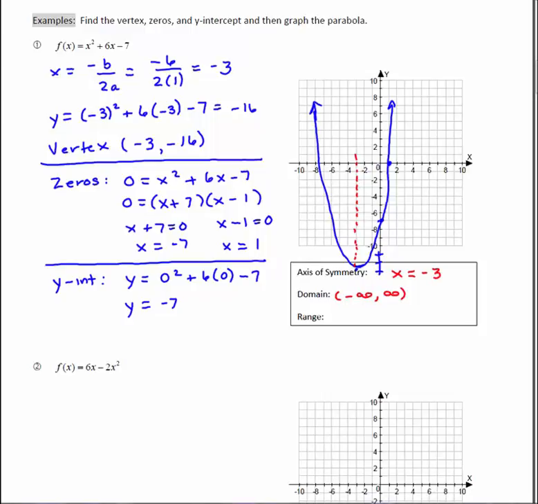The range, however, is limited. Notice that the smallest y value on the graph is down at the negative 16. And so I would have to say my range goes from negative 16, the smallest y value, up to infinity. Y's can get larger forever.